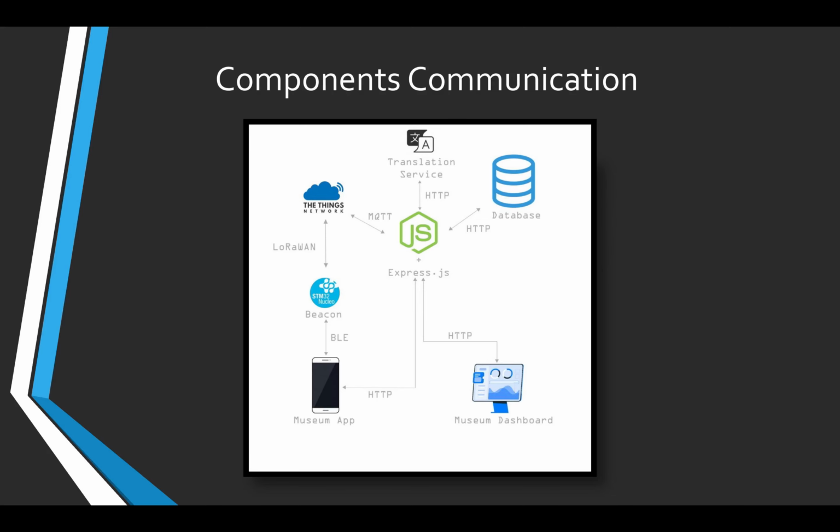Here there is an overview of how all the components interact. The Nucleo board uses both LoRaWAN and Bluetooth Low Energy. The middleware communicates with The Things Network through MQTT, and all the other components communicate using HTTP.